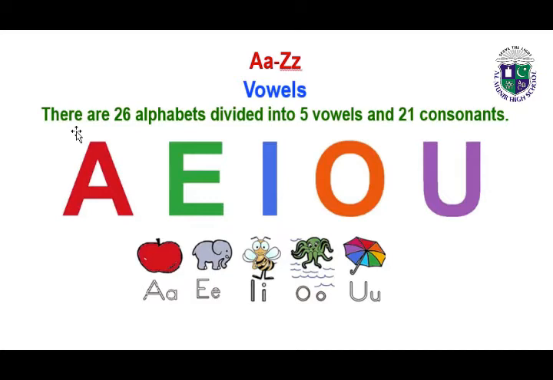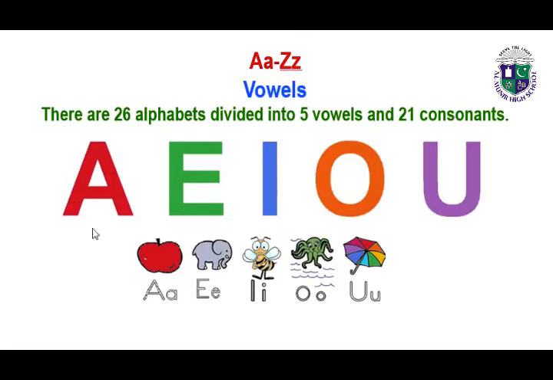In the ABC, in the alphabet letters, there are 26 letters, divided into 5 vowels and 21 consonants. You can see the alphabets are divided in 2 groups, one is vowels and the second one is consonants. There are 5 alphabet letters in vowels and 21 in consonants.